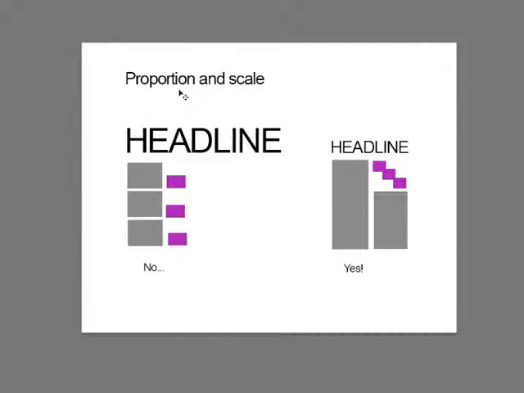And proportion and scale is something that again takes a little bit of practice, but after a while you're going to really start to see when things are not proportional, when things are too small or too large, and you'll get a sense for what works and what is going to balance itself. So proportion can be achieved by scaling your elements so that things work well together.